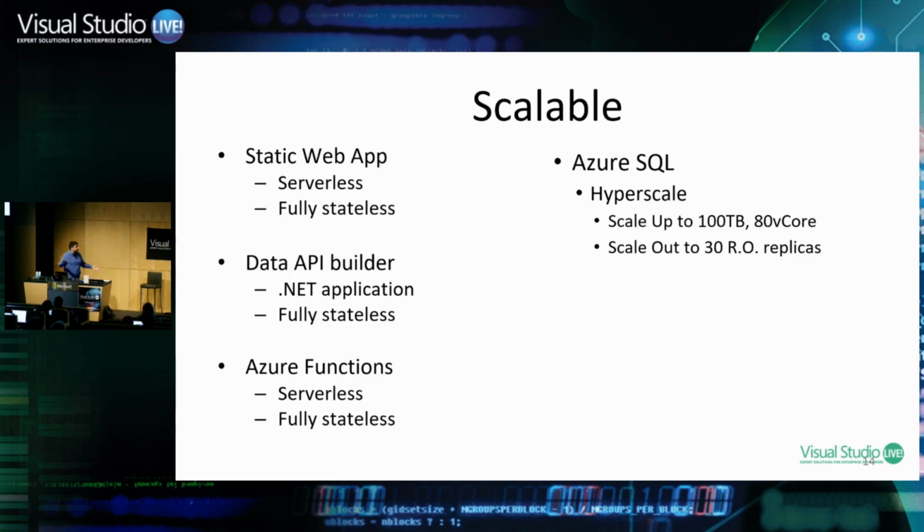Azure Functions, again, are serverless. I created a function that is fully stateless, so it will scale as much as you want. Azure SQL, of course, the free tier will scale up to a certain amount, but if you need more, you can just go Hyperscale, and Hyperscale allows you to have up to 100 terabytes and 80 vCores, so it's really ultra scalable. Basically it gives you the peace of mind that you don't have to worry about moving to other architectures or changing database, because it just scales as you need.